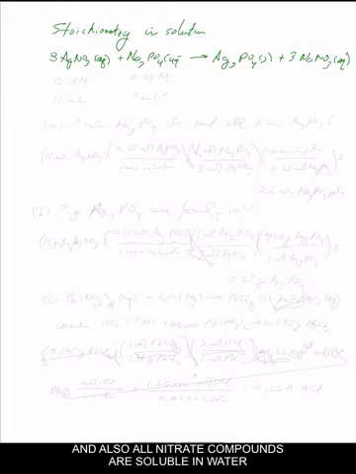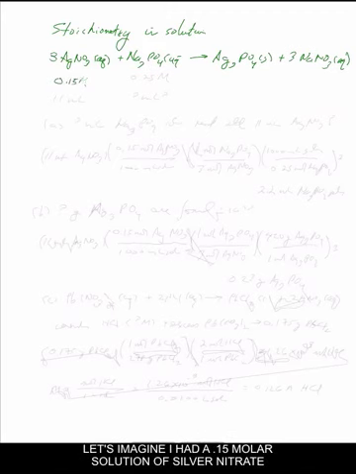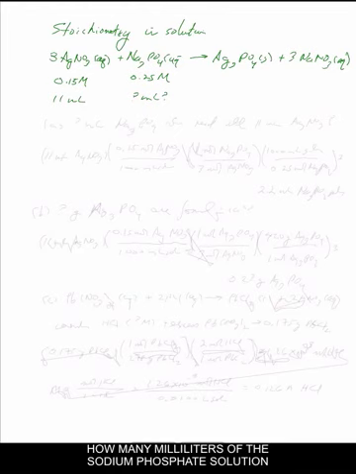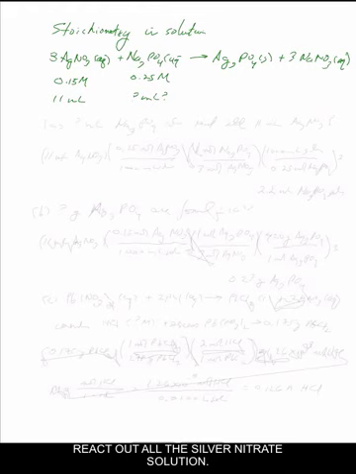In fact, all sodium compounds, all group 1A compounds, and also all nitrate compounds are soluble in water, which tells us definitely sodium nitrate would be soluble in water. Let's imagine I had a 0.15 molar solution of silver nitrate and a 0.25 molar solution of sodium phosphate. Furthermore, let's imagine I took 11 milliliters of the silver nitrate solution and then ask the question, how many milliliters of the sodium phosphate solution should I be using to completely react out all the silver nitrate solution?